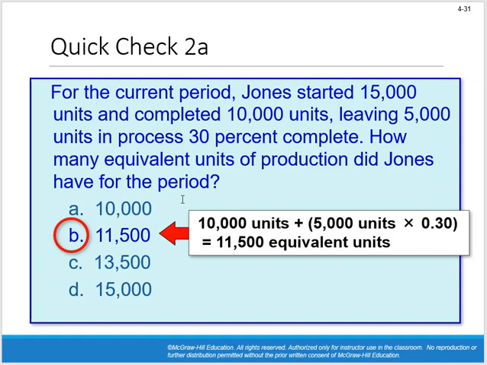So I hope you came up with B, 11,500, which is 10,000 units that are for sure completed, and then 5,000 units that are 30% complete. 5,000 times 30% is 1,500, so we get 11,500 total.